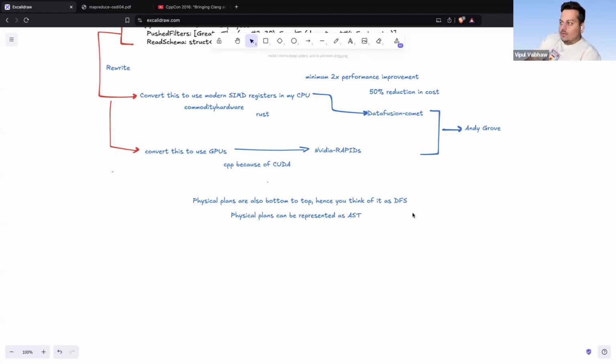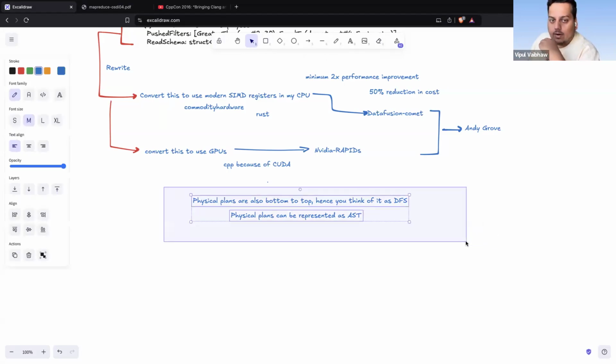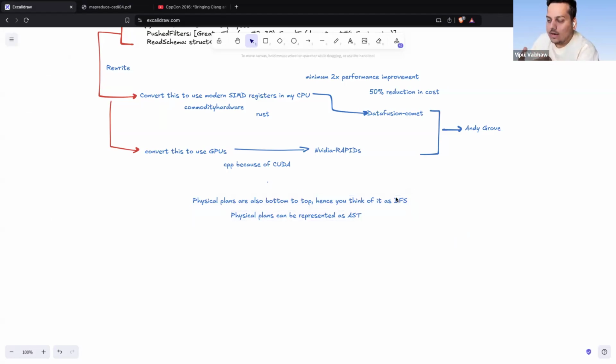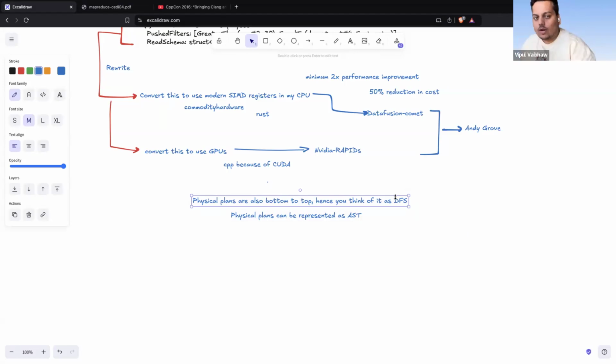Quickly, yes, no in chat if you agree with me on this. Meanwhile, I'll take this question. How does Data Fusion differ from Data Fusion Comet? Since Data Fusion is already a query engine. Yeah, you're right. I'll tell you what the Data Fusion Comet project is. Then that will make things clear. Everybody in agreement with me here? A physical plan is bottom to top execution. So you can represent it as a tree, right?